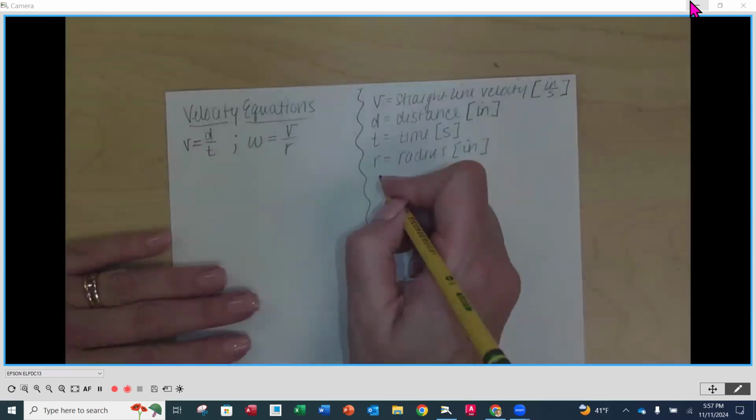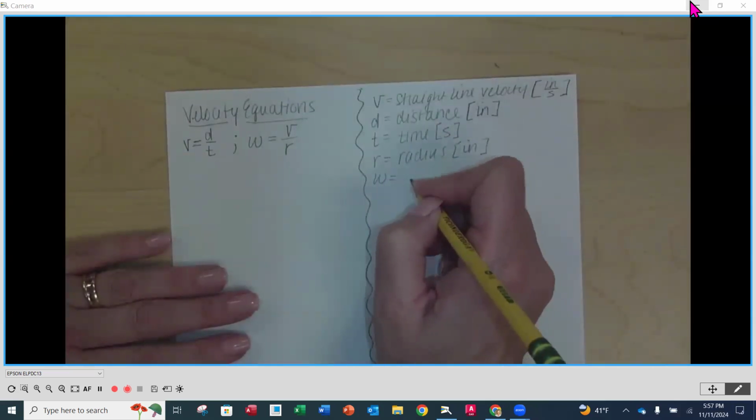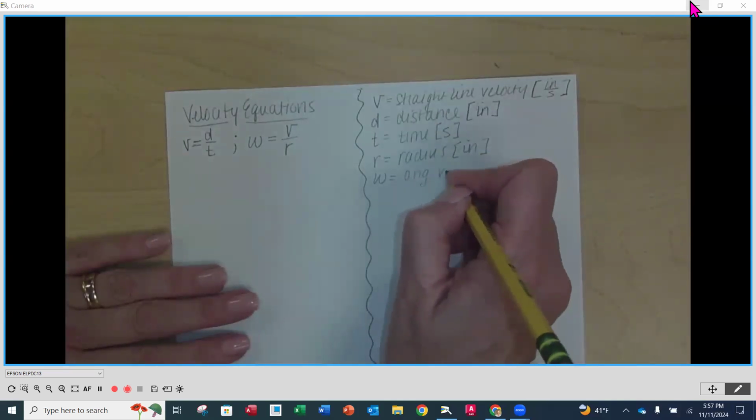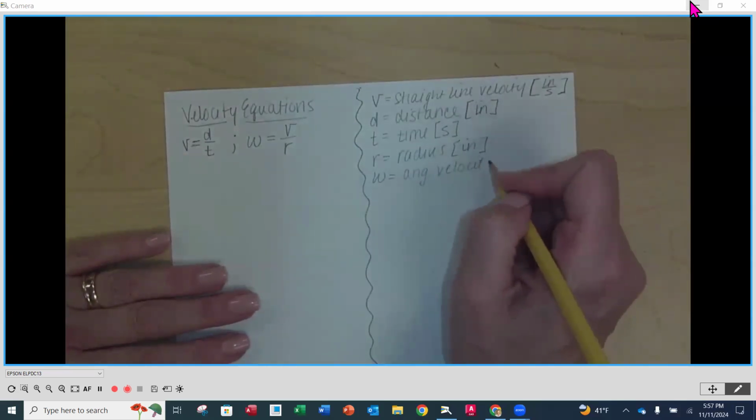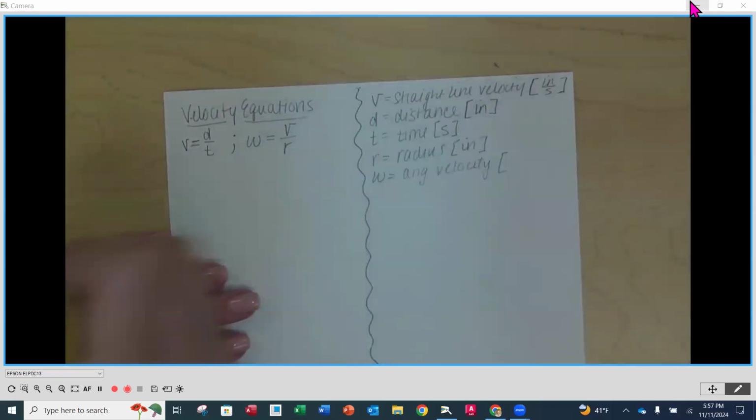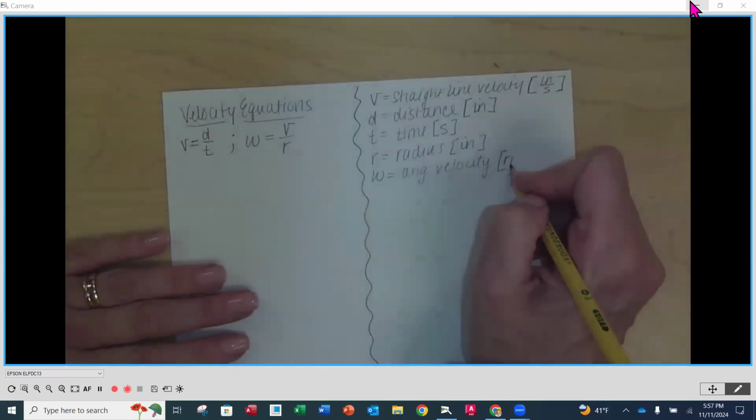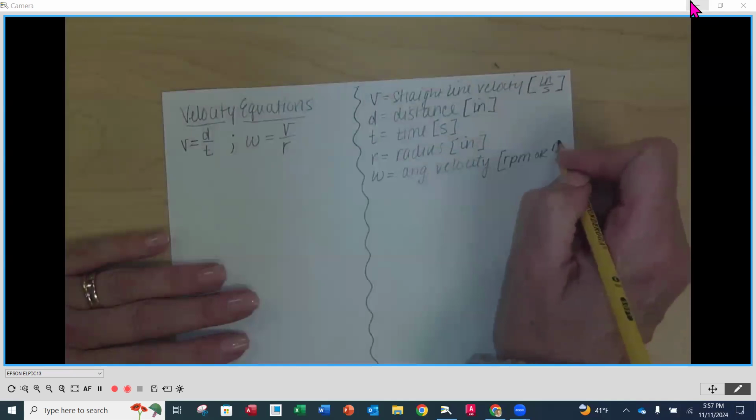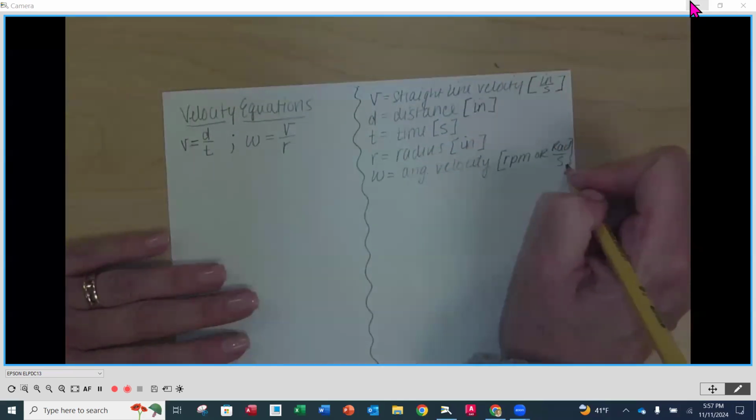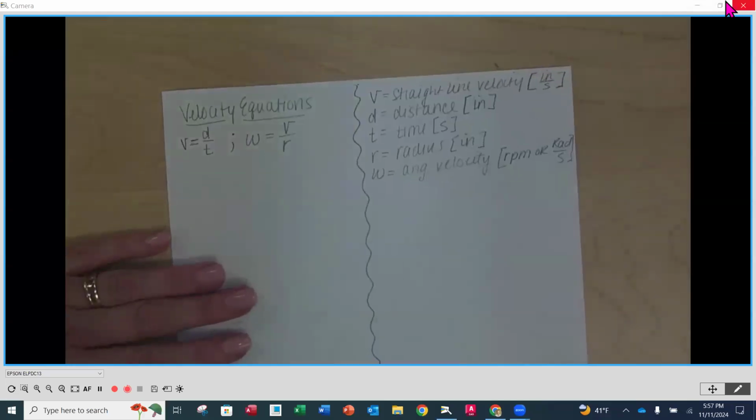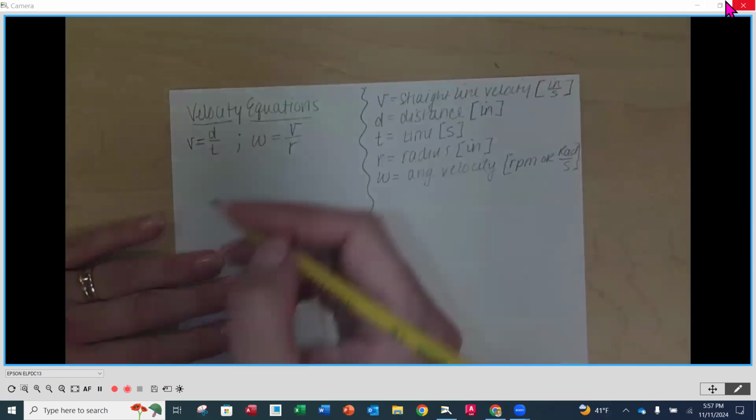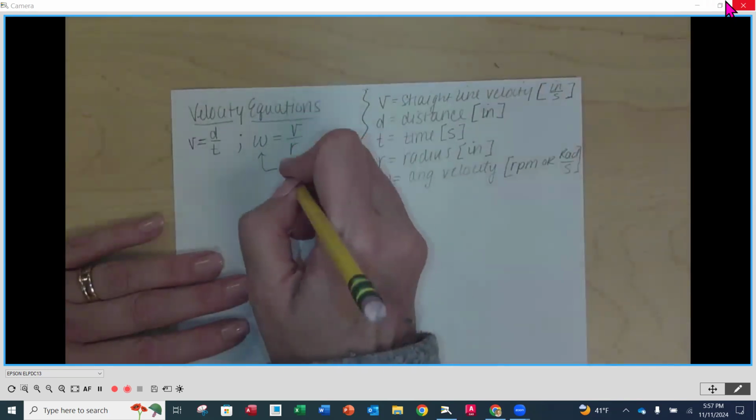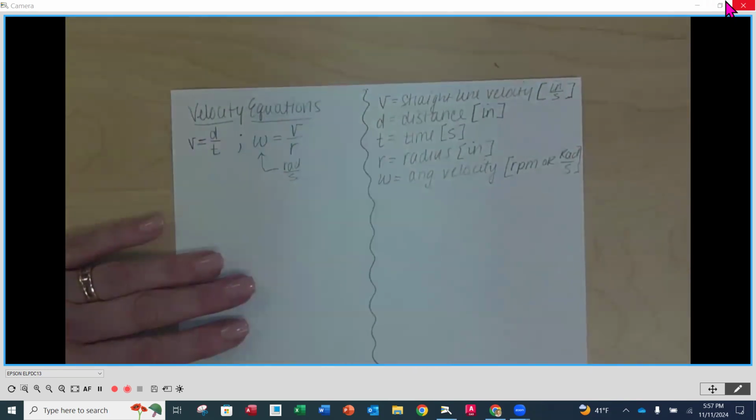All right, and then our w, or a lowercase omega, is going to be angular velocity. Units there are either going to be in RPMs, if given, or radians per second, right? Or we convert to radians per second in and out of that equation. I'm going to put that note there. Always radians per second.